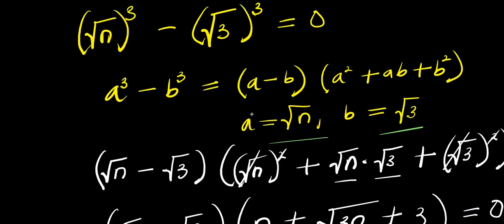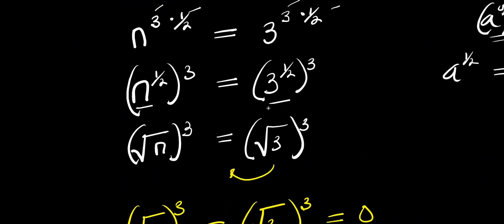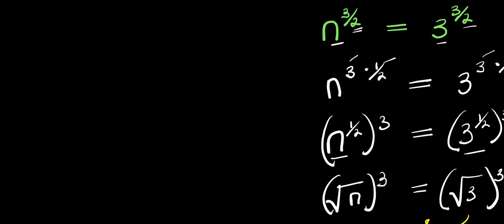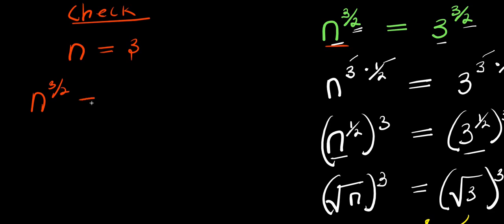So you can as well check by making use of the real value for n. It's very simple. What you need to do is to take our n equals 3 and insert it here. This is n power 3 over 2 equals 3 power 3 over 2. And n is 3, so we have 3 power 3 over 2 equals 3 power 3 over 2.